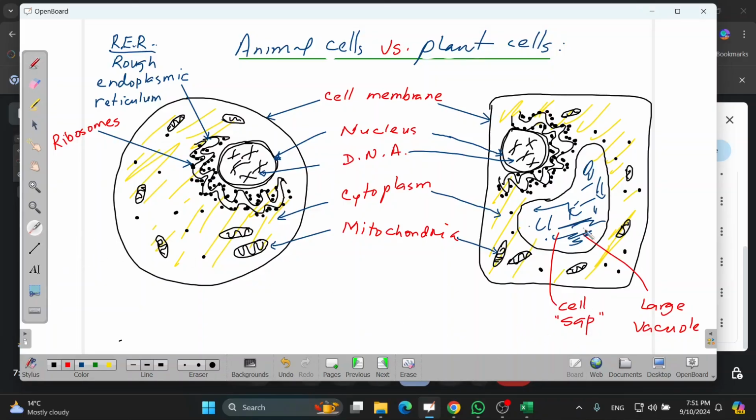Cell sap is water, electrolytes, sugars, right? So it takes up a lot of space in the cell, in a plant cell. So maybe we can say that there is where water is stored, within the cell, mostly. We call it the cell sap, right, guys?